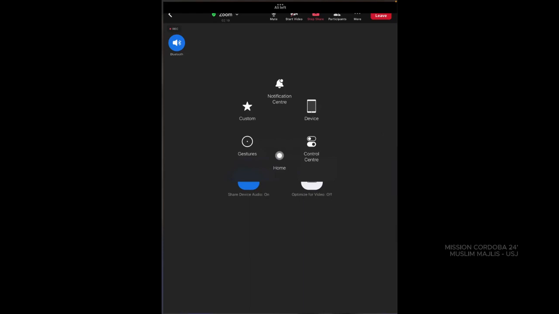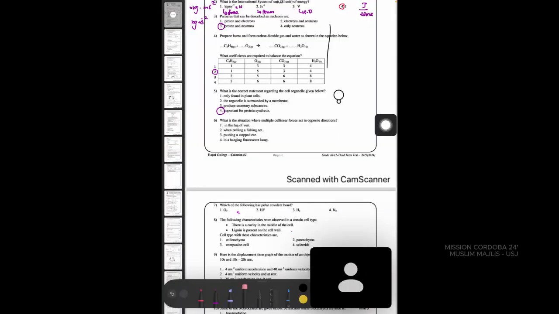So what do you mean by collinear forces? If we have two forces and the line of action of both the forces is the same, that means both forces meet at one place, we call them collinear forces. So when you have multiple collinear forces acting in opposite direction, we look at the answers.